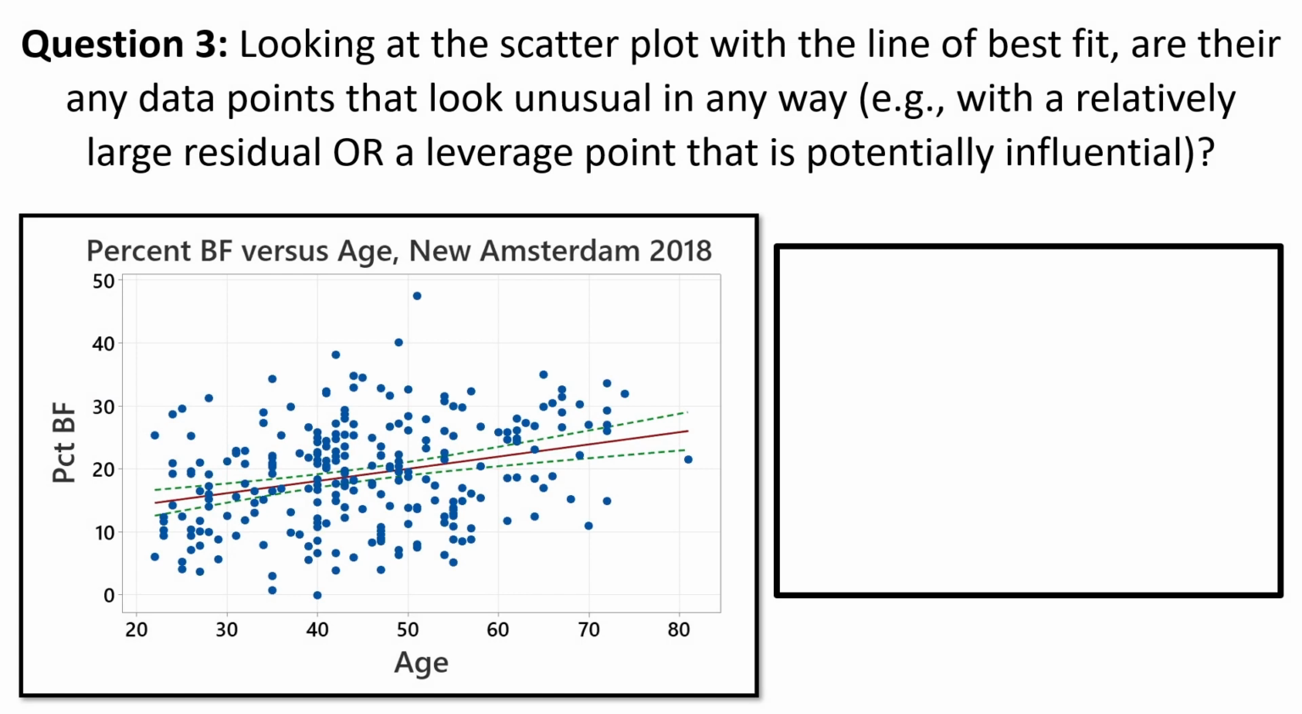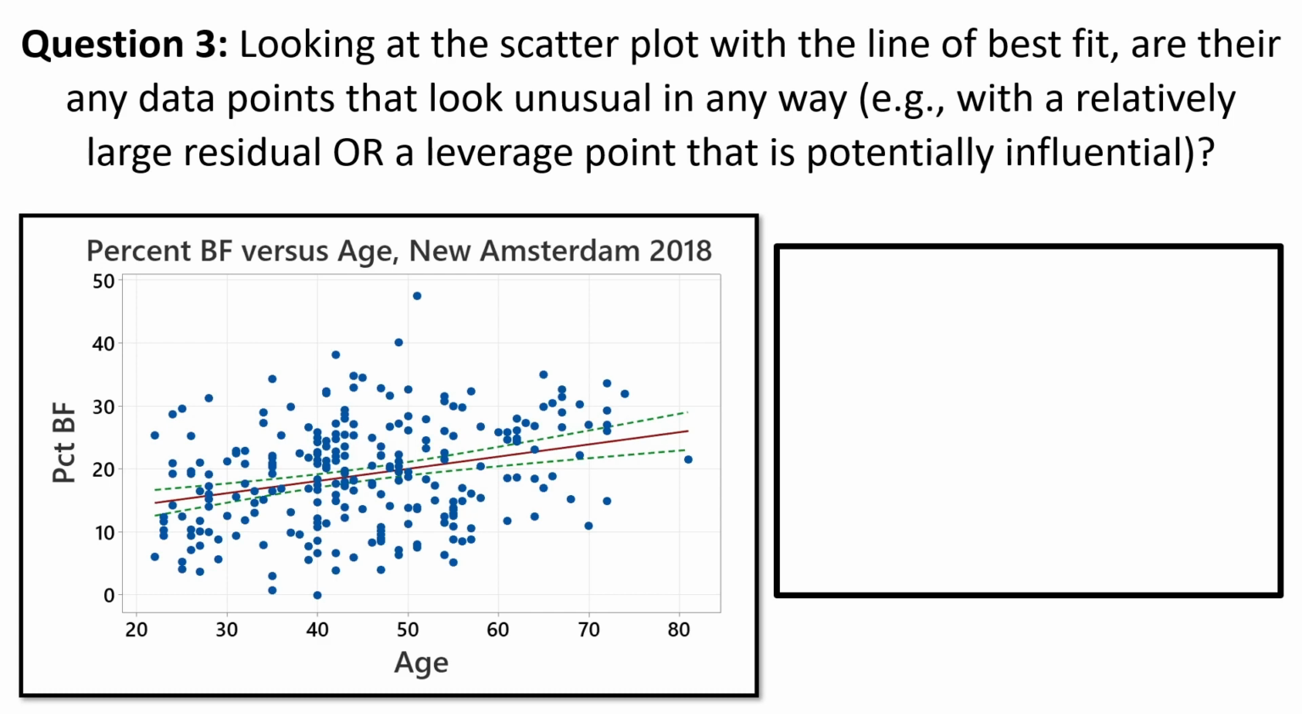Question 3. Looking at the scatter plot with the line of best fit, can you see any data points that look unusual in any way? Essentially we're talking about data points that have unusually large residuals or that are leverage points, meaning that they are far away from the rest of the data in the x direction.